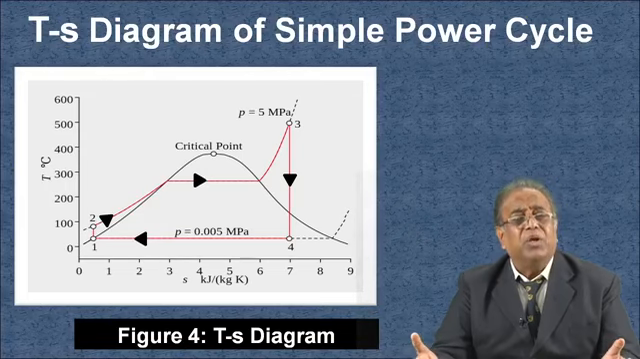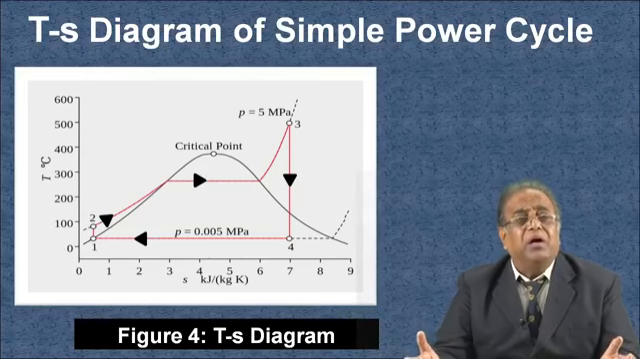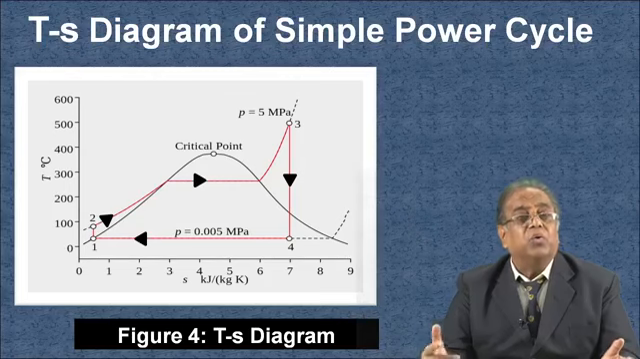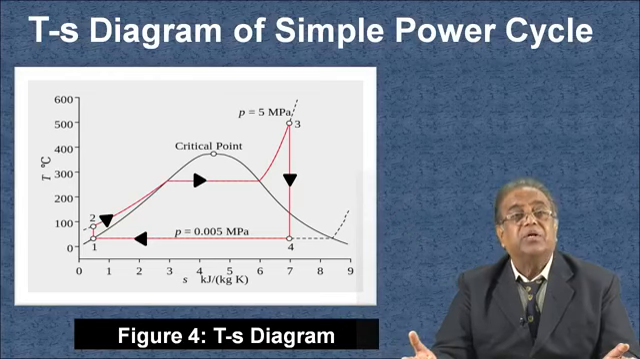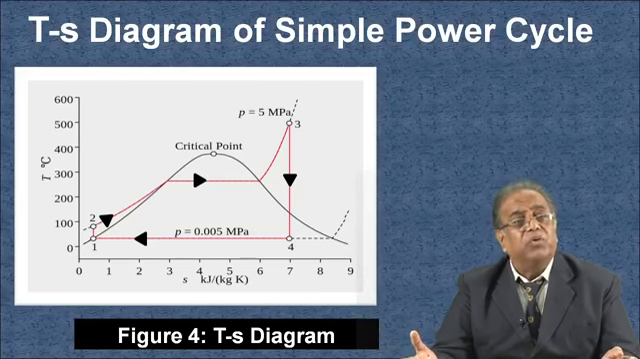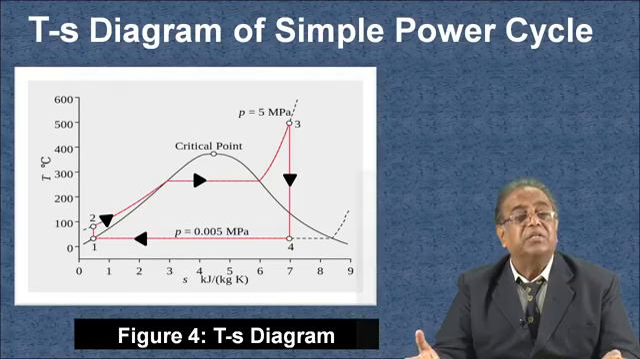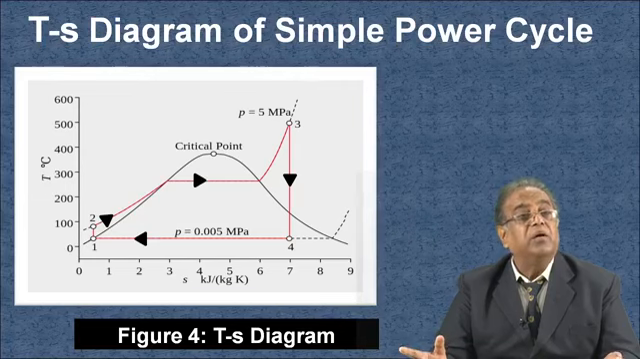But in this case, the process occurring in the condenser is from 4 to 1. So, 2 to 3 is the process occurring in the boiler, 3 to 4 is the expansion process within the turbine, and 4 to 1 is the process occurring in the condenser. Here it is condensed into the complete liquid phase at point 1, and 1 to 2 is the process occurring inside the pump.